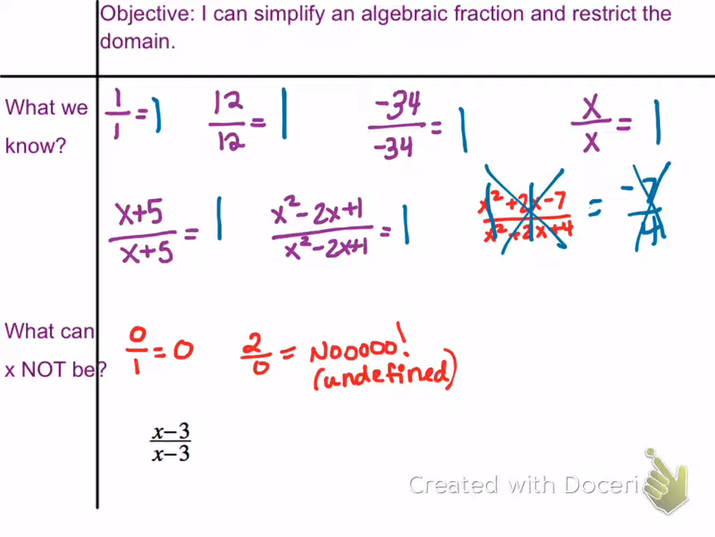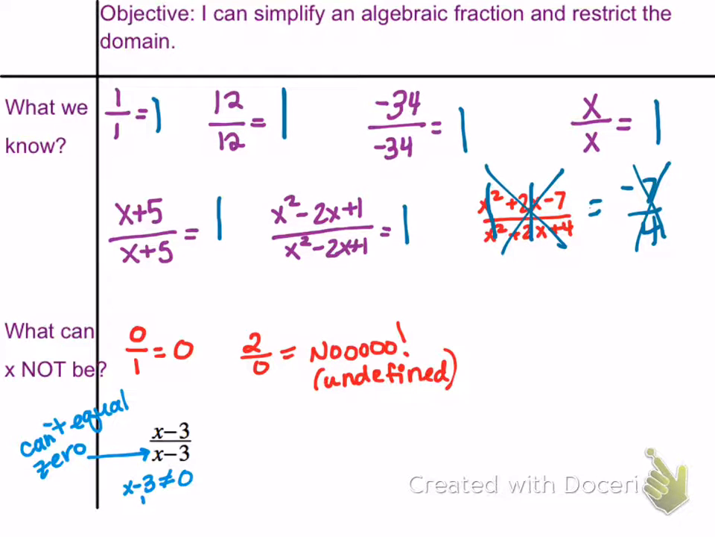So you're going to see in our fractions, if I have something like x minus 3 over x minus 3, that x minus 3 in the denominator can't equal 0. Okay, so we'll write it like this. We'll say, okay, this denominator, x minus 3, is not equal to 0. And we have to figure out what can't x be. Whatever x makes that denominator equal 0, it can't be.